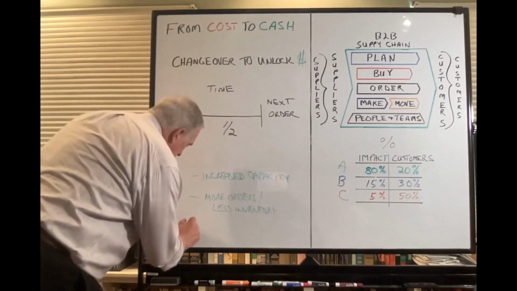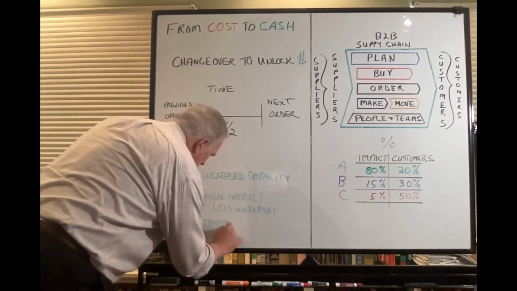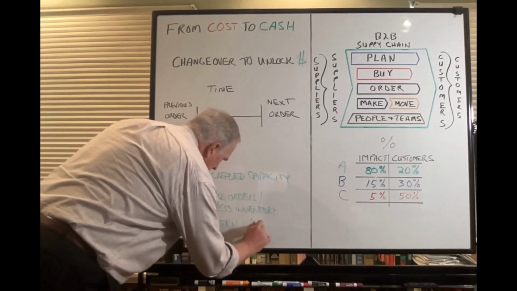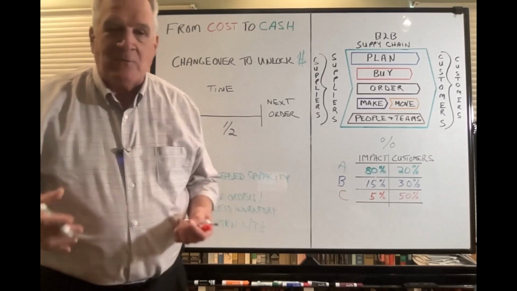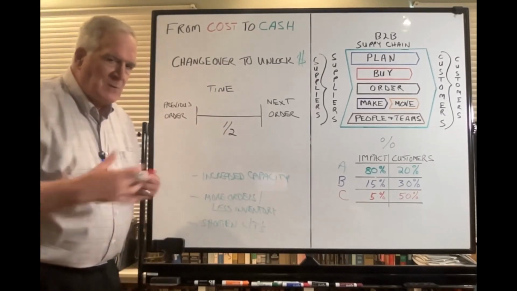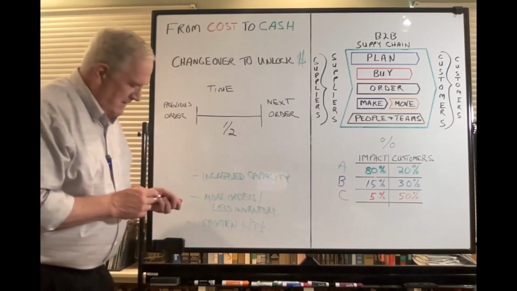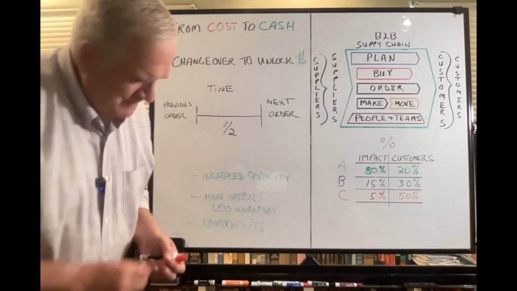And lastly, you can shorten your lead times. So you don't have to wait so much in advance or forecast so much in advance. You can do more make to order. Again, shorter lead times, less inventory on hand. So how do we go about shortening these?